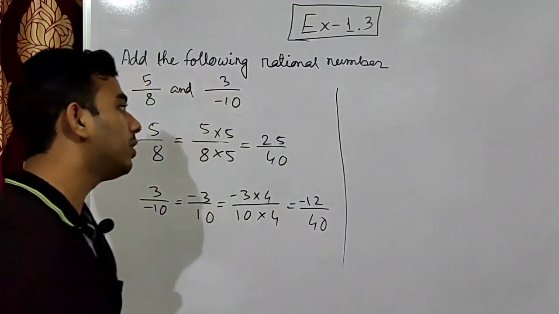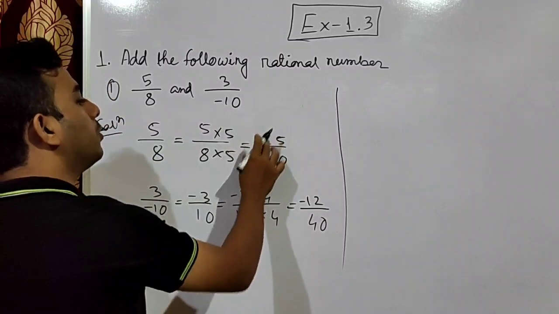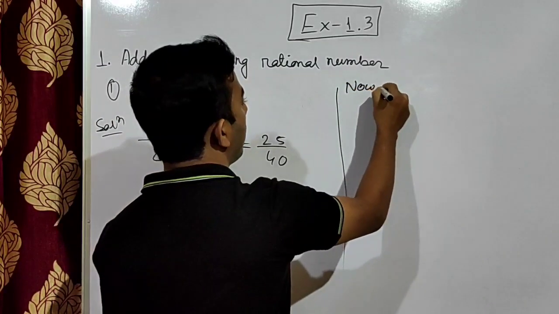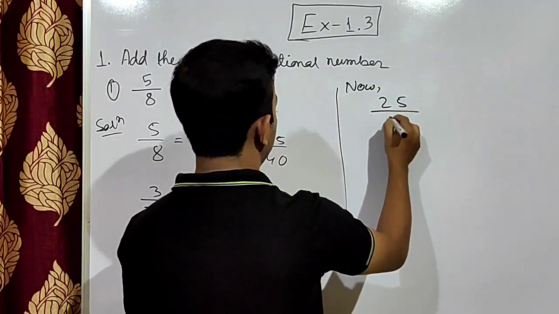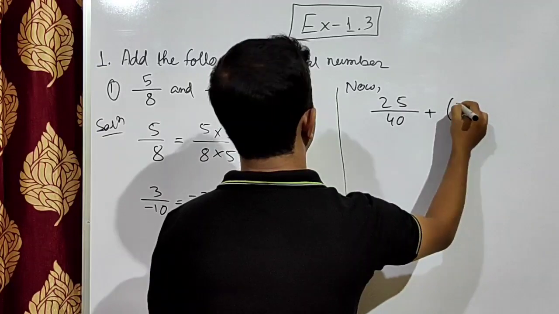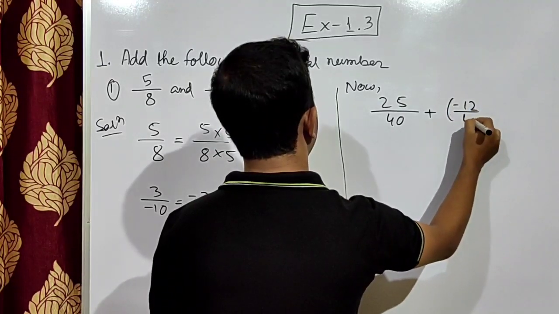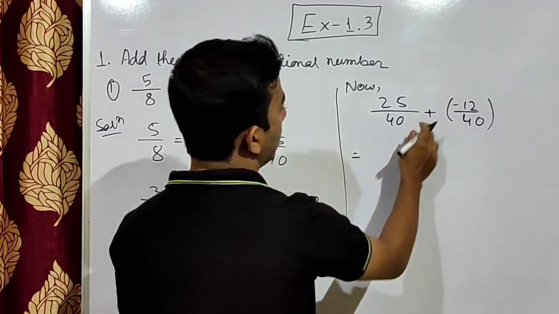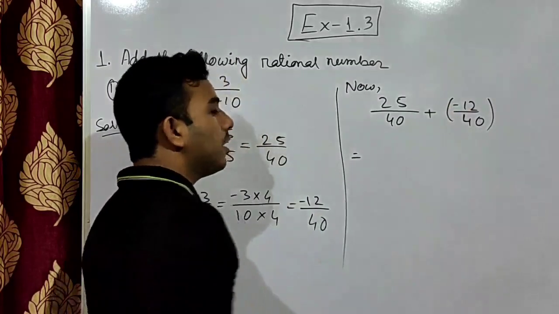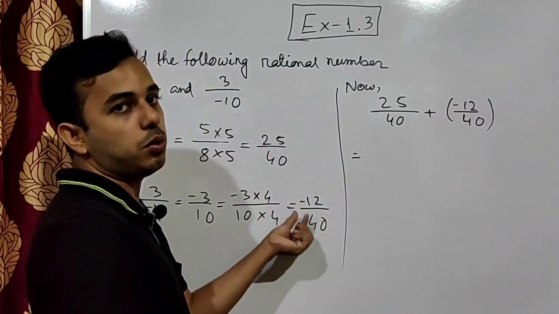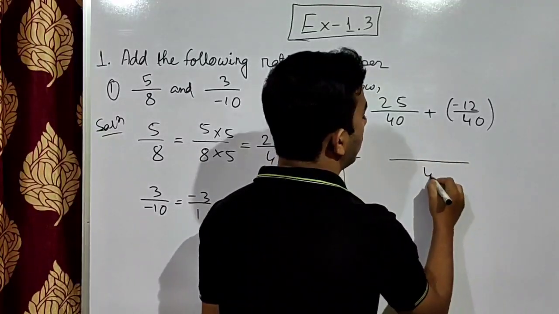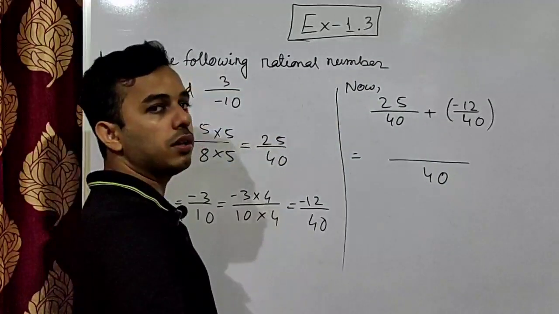Now our next step will be to add 25 by 40 and minus 12 by 40. So we write now 25 by 40 plus minus 12 by 40. This plus is for addition, and this minus is because 12 is negative. The denominator is common, right? It will be 40.